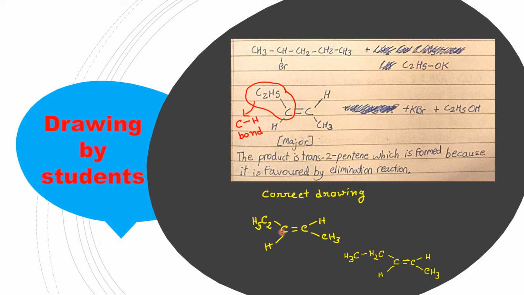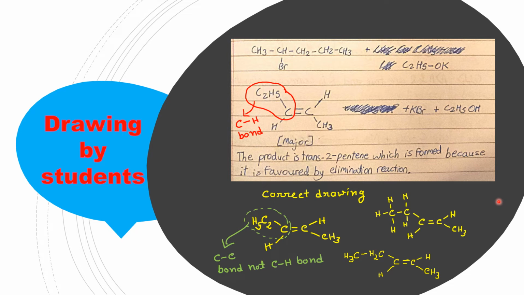So either I can draw the structure in this way, C2H5, or I can split the structure and write carbon CH2CH3. So this carbon will be sp2 and this carbon will be sp3. So when we are drawing the structures, we have to be careful about the bonding pattern.